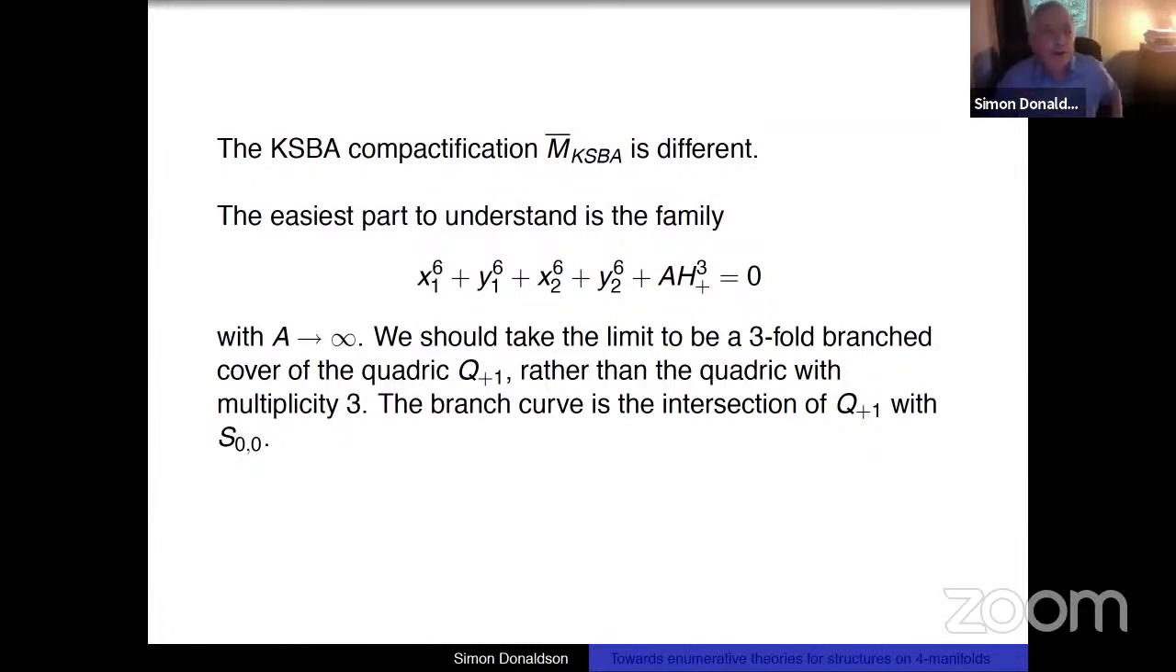But this is not the KSBA compactification, which is different. The easiest part, supposing we just consider this family here: we look at where b equals 0 and take a goes to infinity. The naive limit would be, when a is infinity, or we take it across the other side, we just get h plus cubed equals 0. We should take the quadric given by h plus equals 0 with multiplicity 3. But that's not what you should do. What you should take is a triple branch cover of this quadric as the natural limit of this family, where the branch curve is the intersection of the quadric with the sextic defined by the first 4 terms.